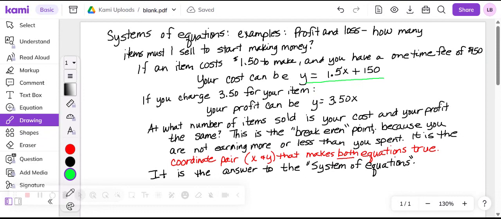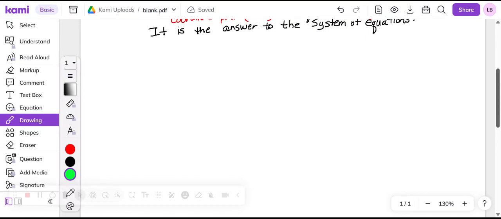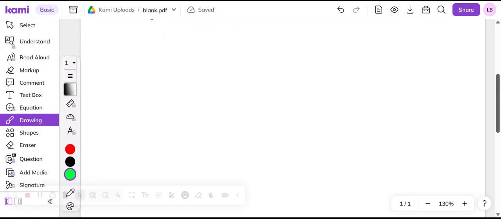At what number of items sold, how many shirts do you need to sell before your cost and your profit are the same? This is called the break-even point because you are not earning more or less than you spent. It is the coordinate pair x and y that makes both equations true. It is the answer to the system of equations. Those are some uses of systems of equations, but now let's talk about some strategies to find the solution to a system of equations.